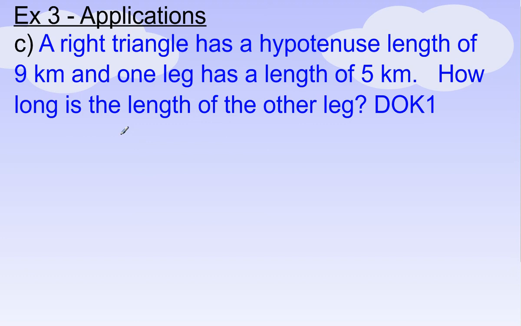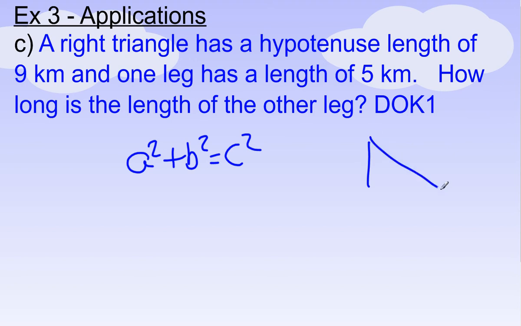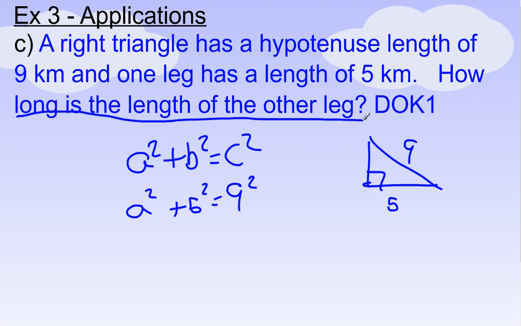Alrighty, so right triangle means Pythagorean theorem. A squared plus b squared equals c squared. It said the hypotenuse was 9. Now, if you need to draw your picture, I actually recommend it. 9 is the hypotenuse. One of the legs is 5. The other leg, we don't know. How long is the other leg? That's what we need to find out.